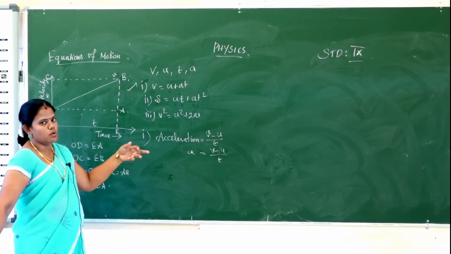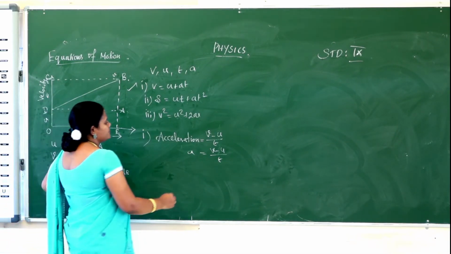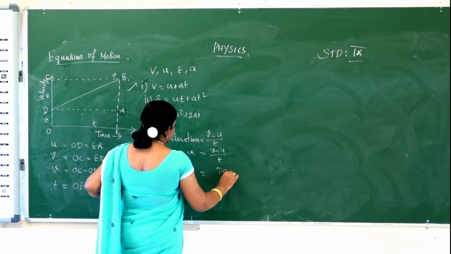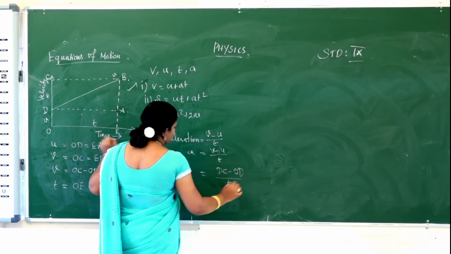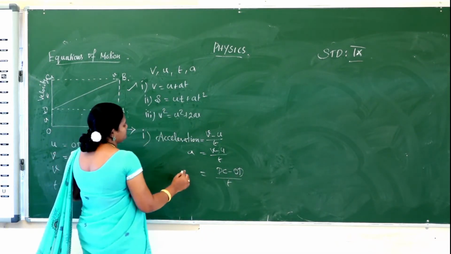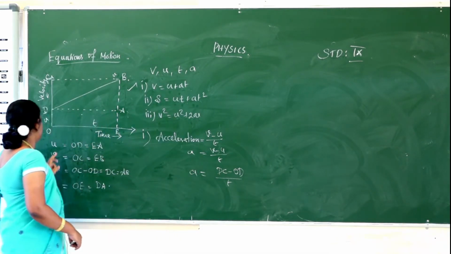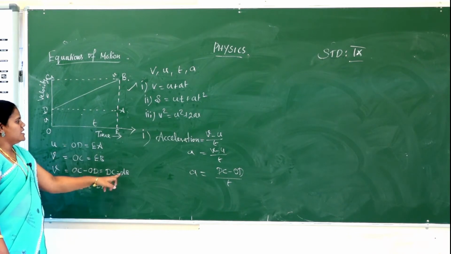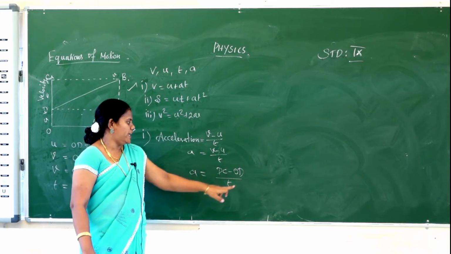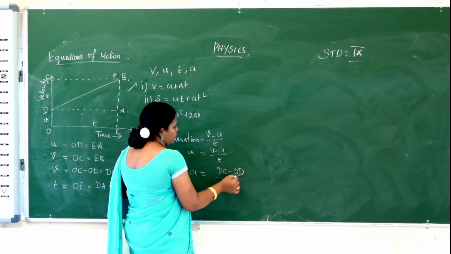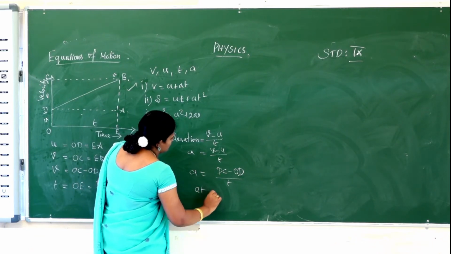What is the final velocity? What is the initial velocity? The final velocity is DC. Final velocity DC minus initial velocity OD by T, that is AT. Then A is equal to final velocity, that is DC, minus initial velocity OD, so DC minus OD by time T.